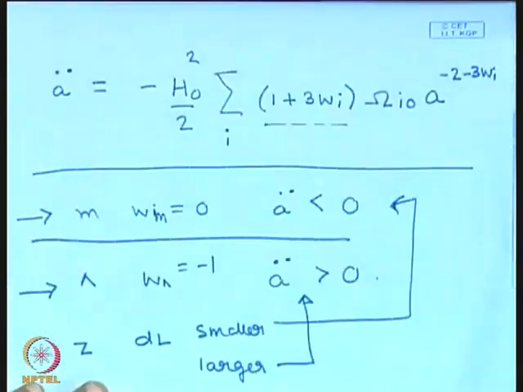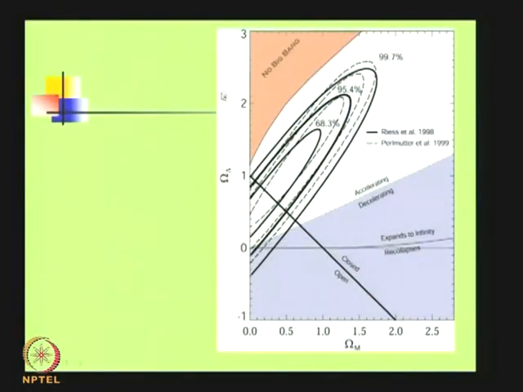So each point here represents a different cosmological model, and the solid line are the models which are spatially flat. The line over here is a division line between models which are accelerating at present and models which are decelerating at present.